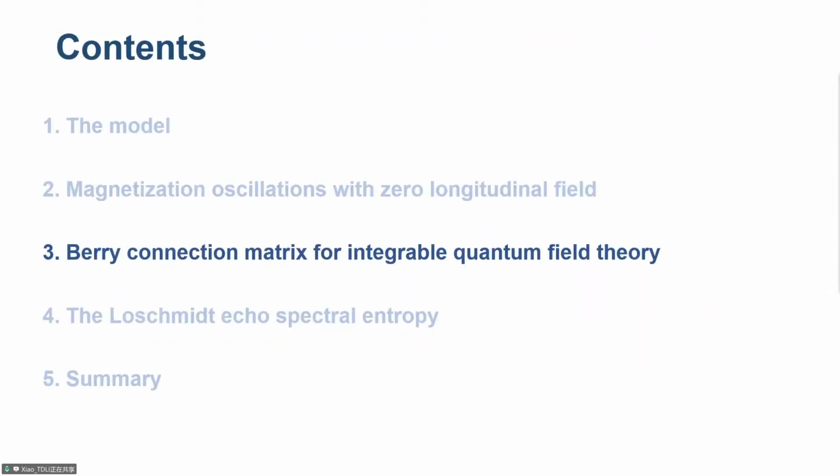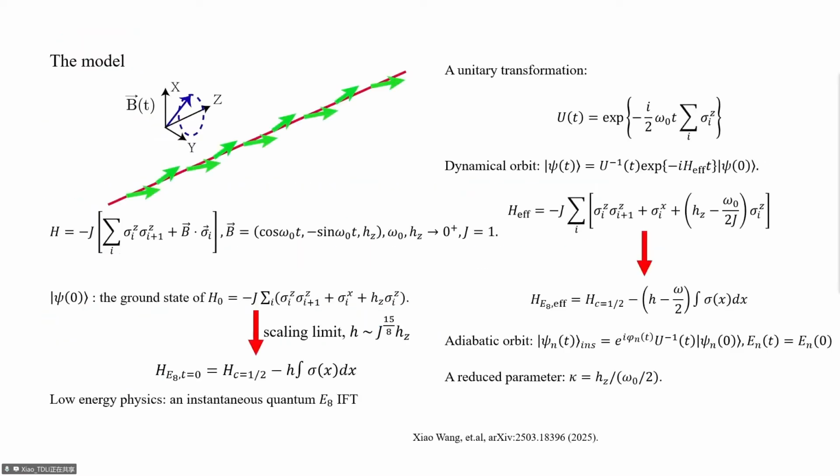And the other one is about the Berry connection matrix element for the integrable quantum field theory. So the starting point is again this model with an additional longitudinal field. Now I set the longitudinal field being non-zero too. So I can consider if there's any possible adiabatic time evolution during this process due to the competition between the initial longitudinal field and the rotating frequency omega 0.